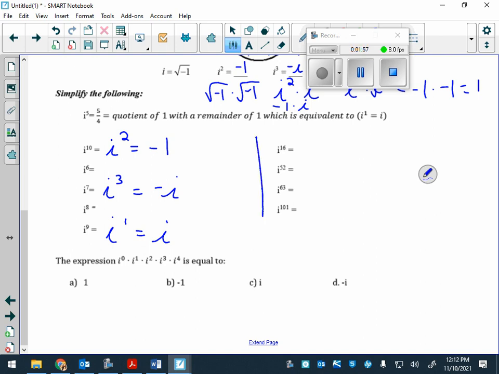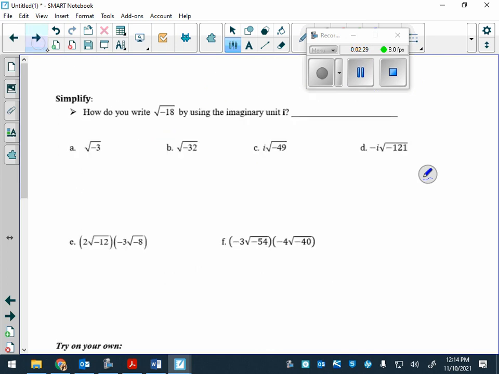So why don't you guys try these right here. i to the 16th, 52nd, 63rd, and 101. 1, good. i to the 63rd, Sam? -i, good. 101. Go ahead, Josh. i, good. Okay, excellent. So when you see something like this, you're looking to see what it's equivalent to, and it's going to be any one of those 4.